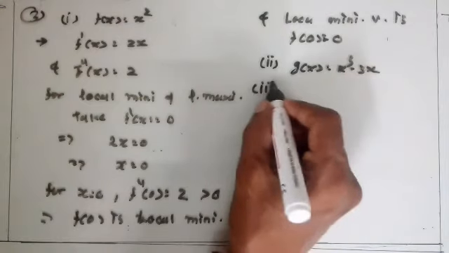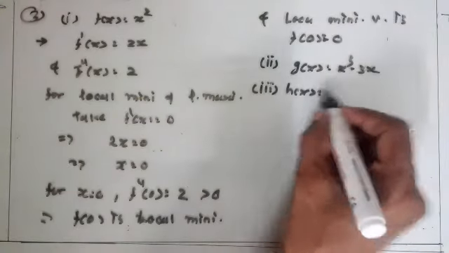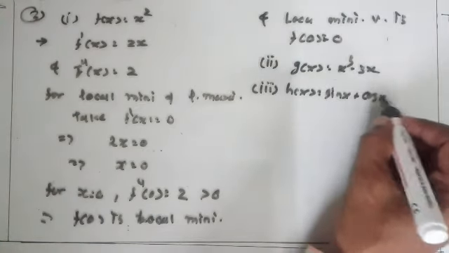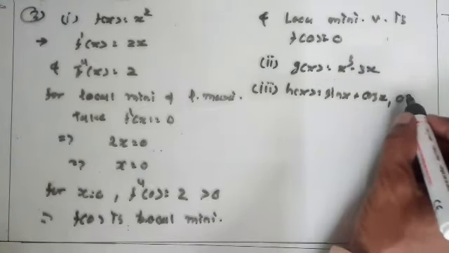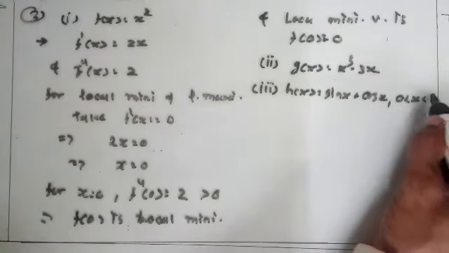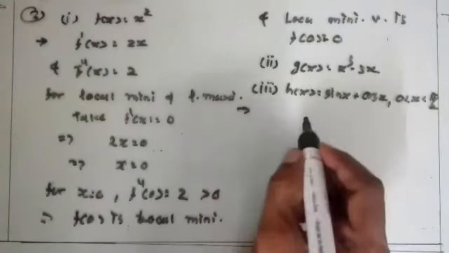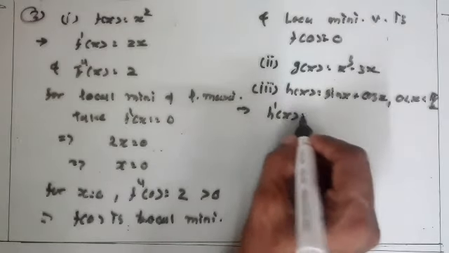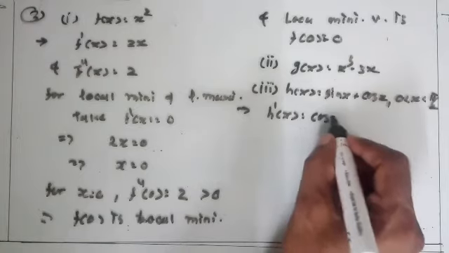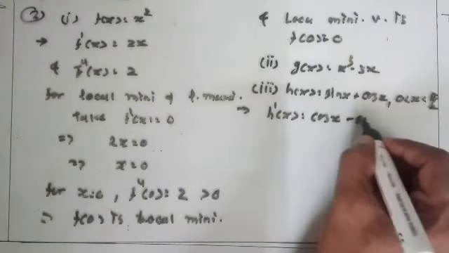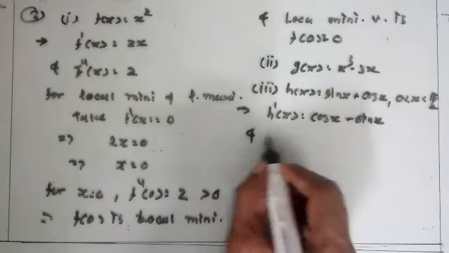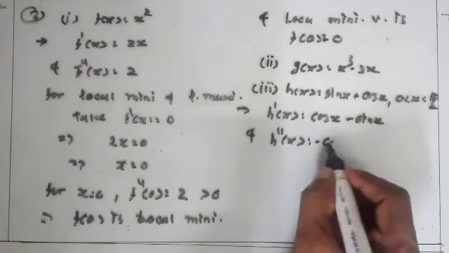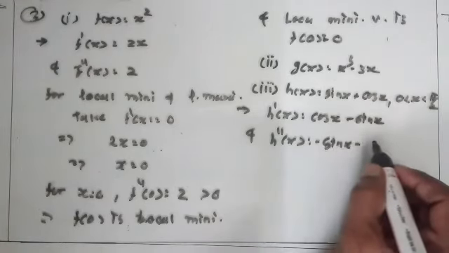Question number third, h(x) is equal to sin x plus cos x, x lies between 0 to pi by 2. For local minimum and maximum, first get the first derivative h'(x) is equal to, we know that the derivative of sin x is cos x, and the derivative of cos x is minus sin x. Now get the second derivative h''(x) is equal to derivative of cos x is minus sin x, minus derivative of sin x is cos x.